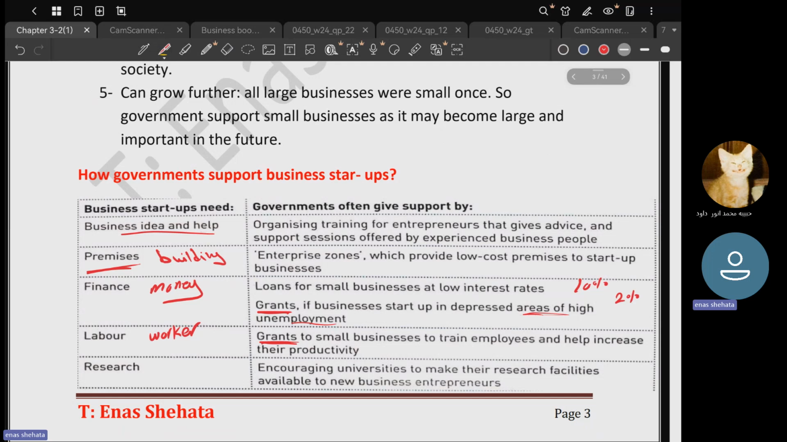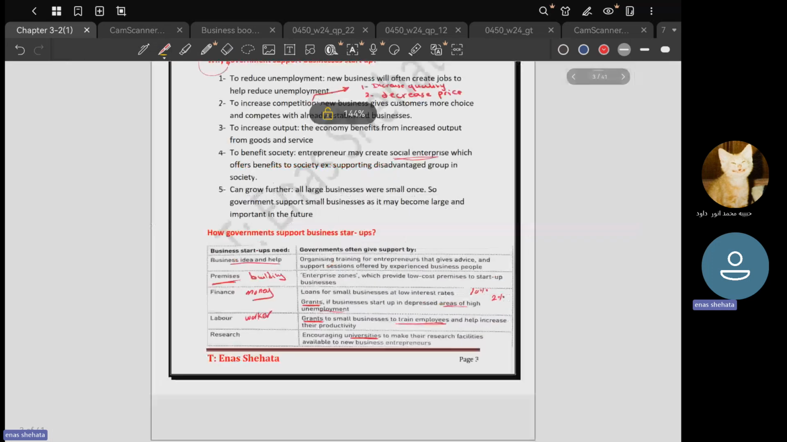But this grant is specially to train employees and help increase productivity. You have some workers, but these workers are not productive or not efficient. So I will give you money just to train them. Last thing, research. I may give you some research made by some universities before to help you in your business. For example, I will go to some engineering universities that make research about a specific industry, and I will give this research to you in order to help you in your business.